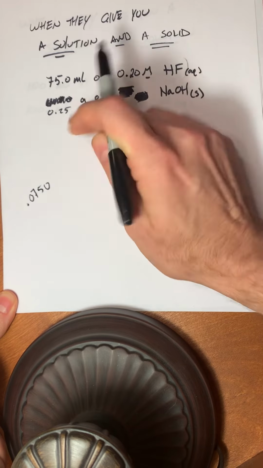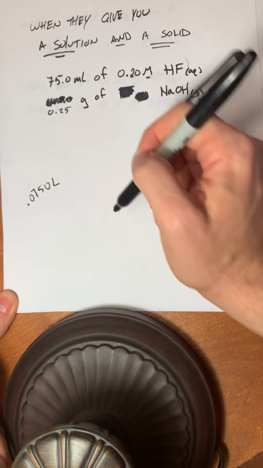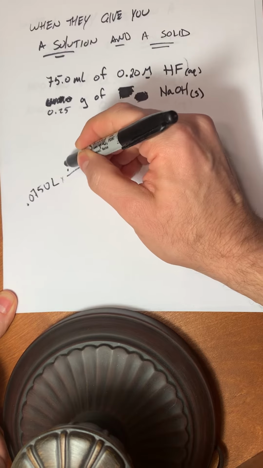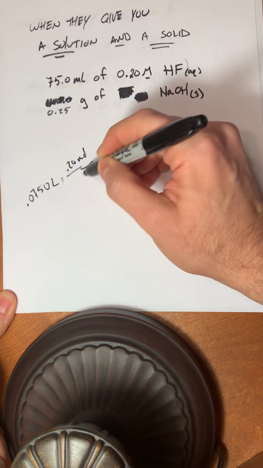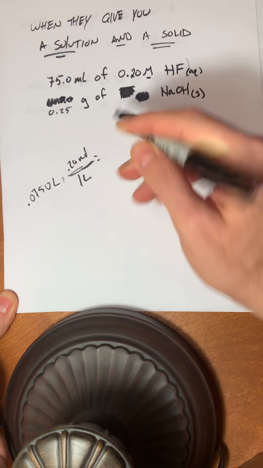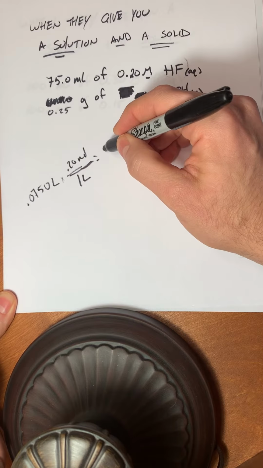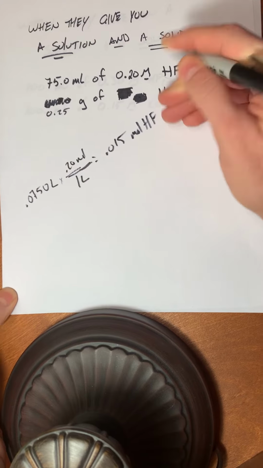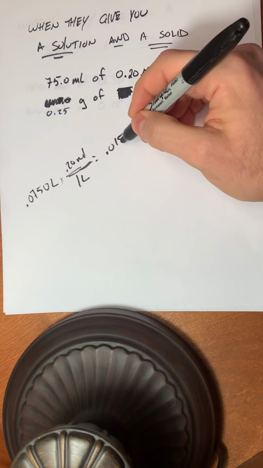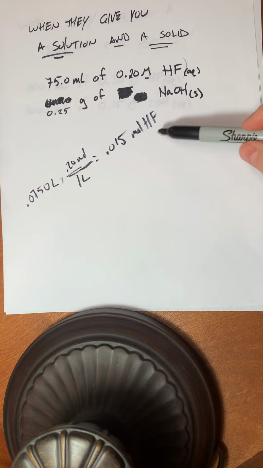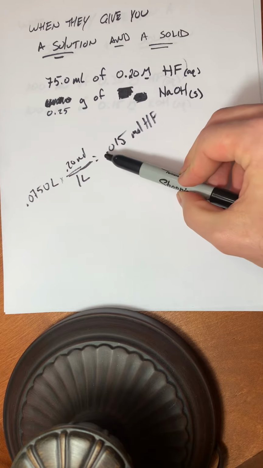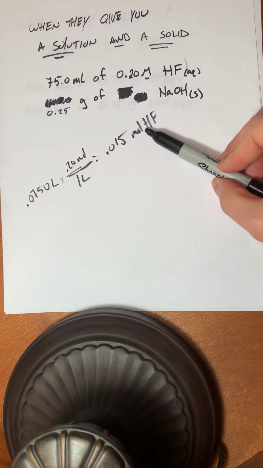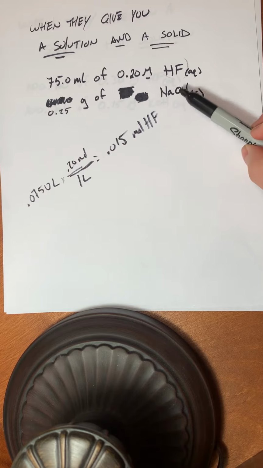So let's figure out how much we have. We have 75 milliliters, so 0.075 liters of HF, at 0.20 moles per 1 liter, which means I have 0.015 moles of HF. It'd be great if I could figure out how much F minus I would have, but we're going to create F minus from this 0.015 moles of HF. We're going to convert some of this. What are we going to do to convert it? We're going to react it with the sodium hydroxide.